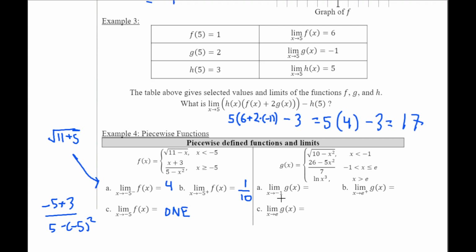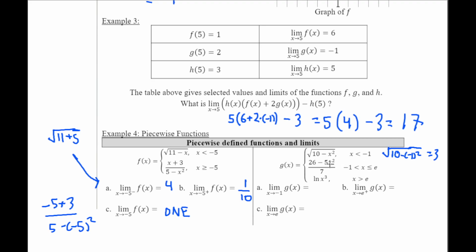So what we had to do here is plug in -1 to the top function and the middle function because the top function is the left-hand limit and plugging into the middle function is technically the right-hand limit because its x value is greater than -1. So if we just plug them in here, let's see. If you plug in -1 into the top function, you get a 3 because square root of 10 minus -1 squared, that's just square root of 9, which is 3. That's the left-hand limit.